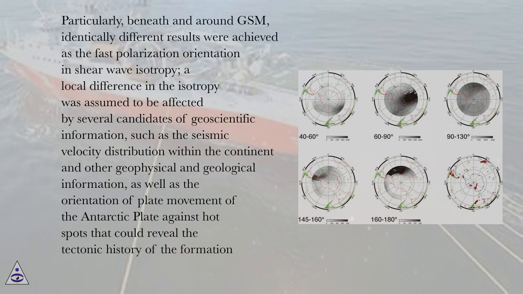Particularly, beneath and around GSM, identically different results were achieved as the fast polarization orientation in shear wave anisotropy. A local difference in the anisotropy was assumed to be affected by several candidates of geoscientific information, such as the seismic velocity distribution within the continent and other geophysical and geological information, as well as the orientation of plate movement of the Antarctic plate against hotspots that could reveal the tectonic history of the formation and breakup process of the supercontinent in the southern hemisphere.